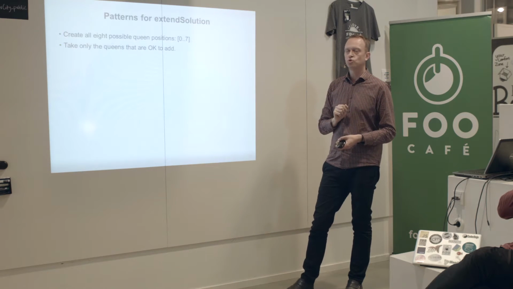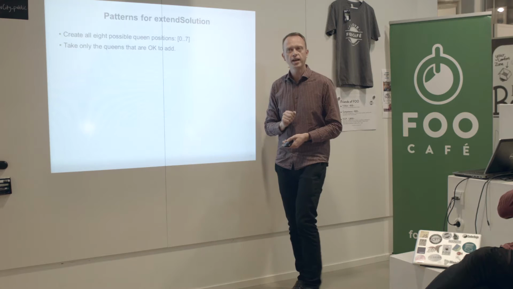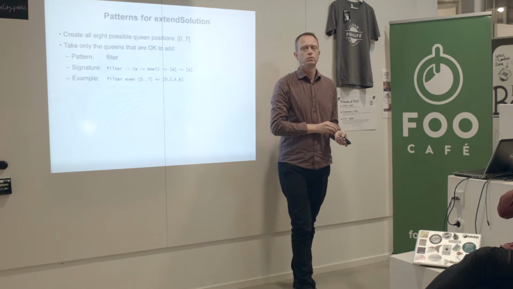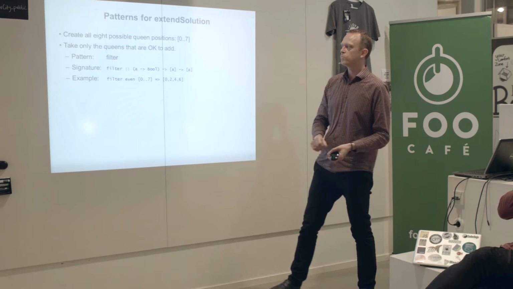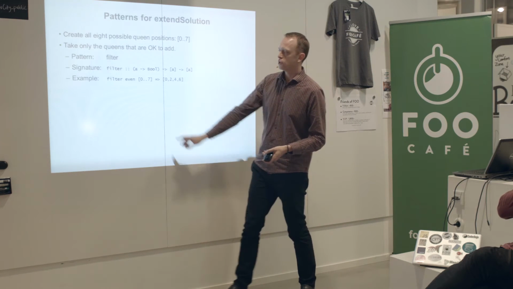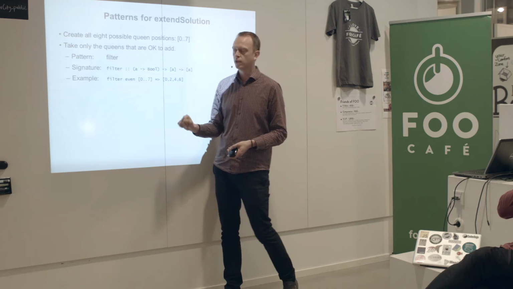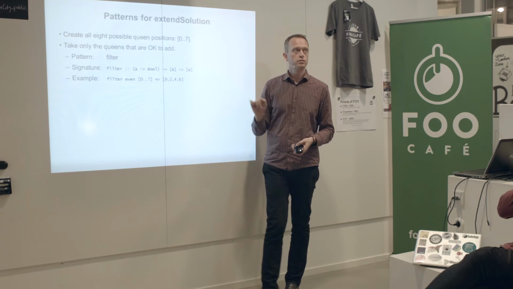Next step is to take only the queens that are OK to add. Well, that is the pattern filter. We want to perform a filter giving this predicate. So if I do filter even on the values 0 through 7, I will get 0, 2, 4, 6.